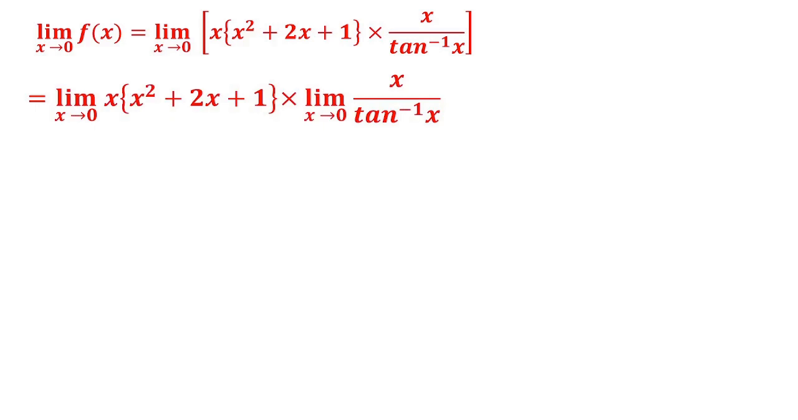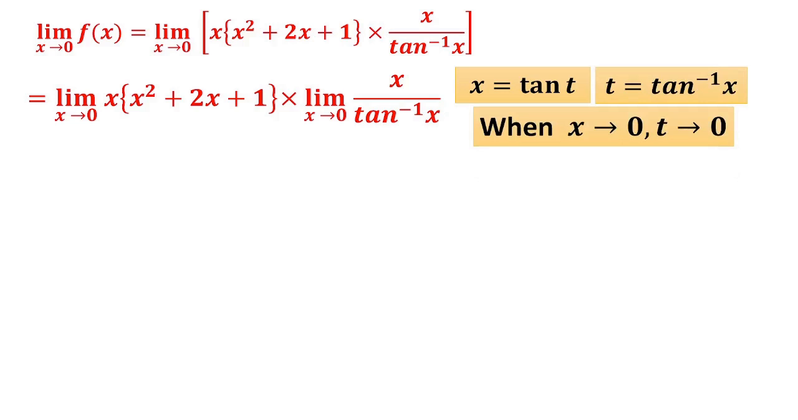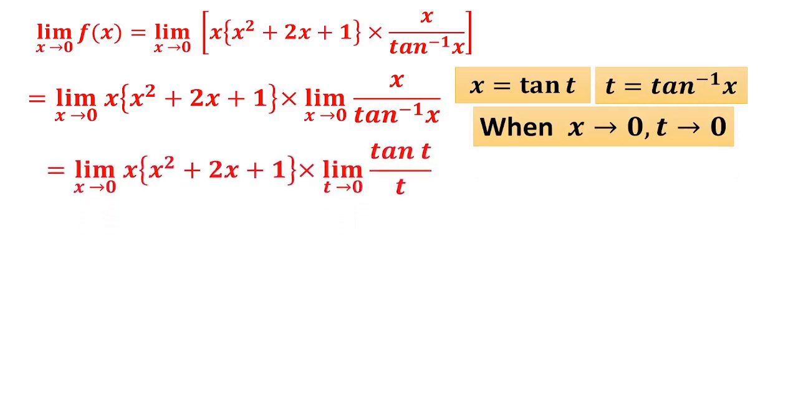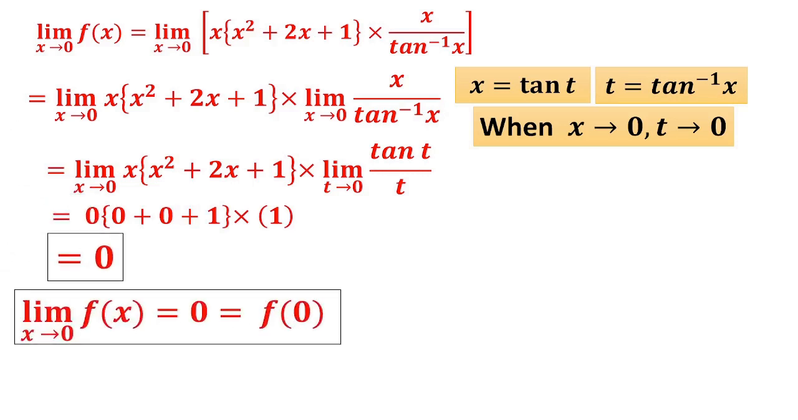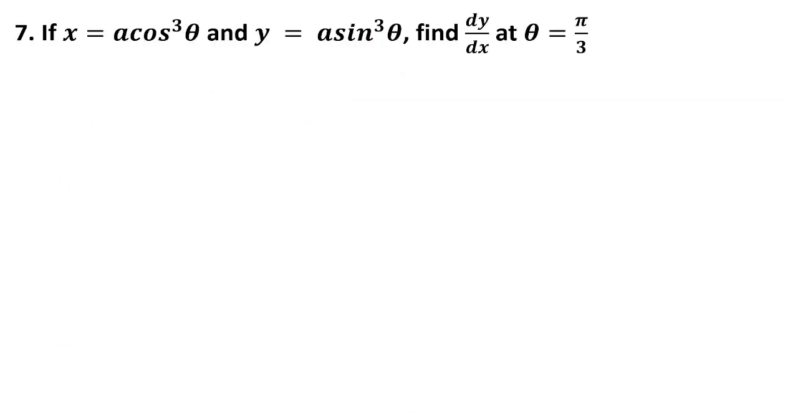If you know that limit x goes to 0, x by tan inverse x is equal to 1, you can do it directly. Otherwise, you can do it by this substitution. x is equal to tan t, t is tan inverse x. When x goes to 0, t goes to 0. Therefore, you get a standard limit, limit t goes to 0 tan t by t, which is a standard limit. When I apply the values now, 0 into 1, the final answer is 0. Functional value and limit value are the same. Therefore, f of x is continuous at x is equal to 0.